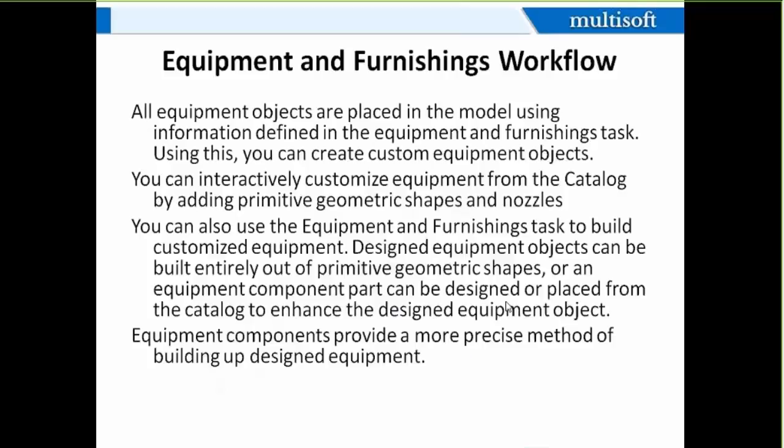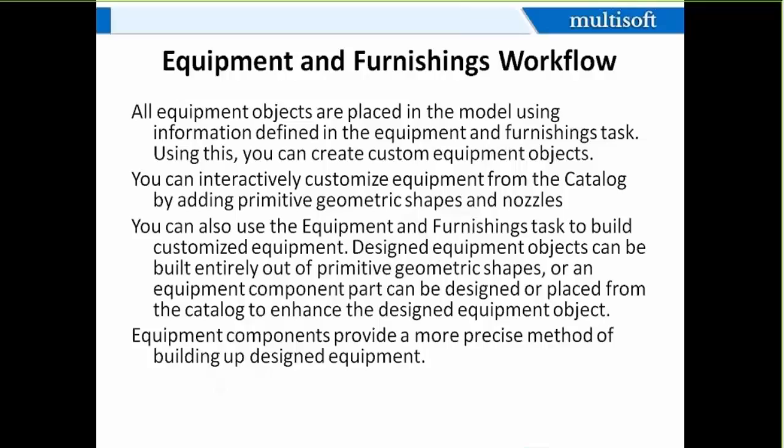Starting with equipments and furnishing, as I told earlier, you can place different types of catalog equipments, and you can just enter your values as per your mechanical data sheet. Automatically, the objects will adjust the shape and size with respect to your values.